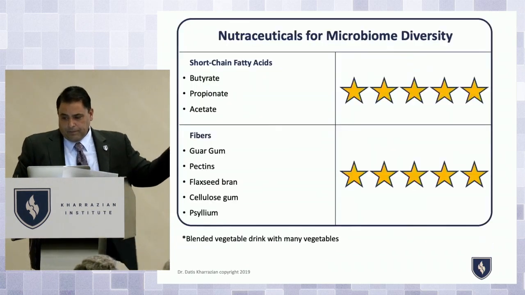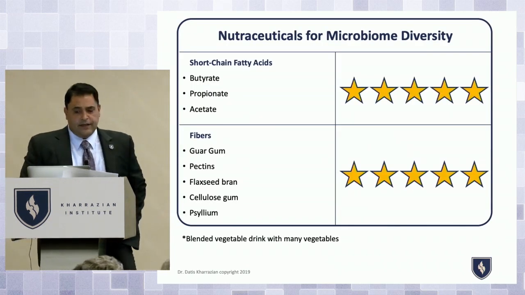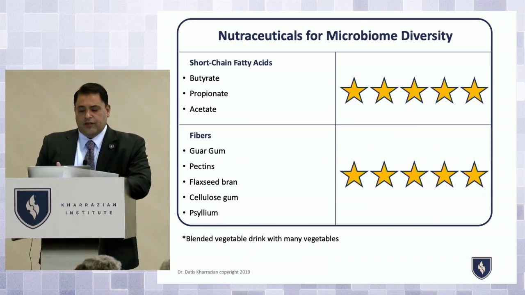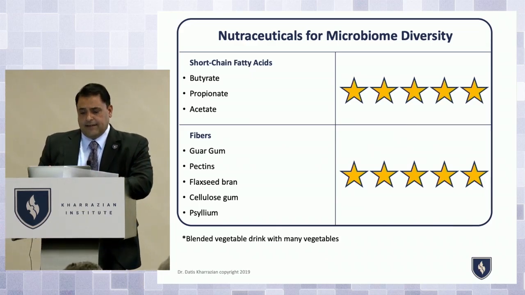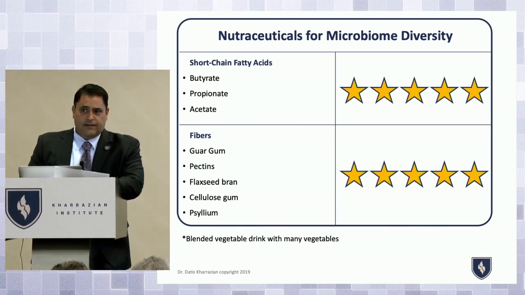That's critical. And then the supplements to really support microbiome diversity are short-chain fatty acids, butyrate, propionate, acetate, and then fiber sources: guar gum, pectins, flax seeds, cellulose, psyllium seeds.